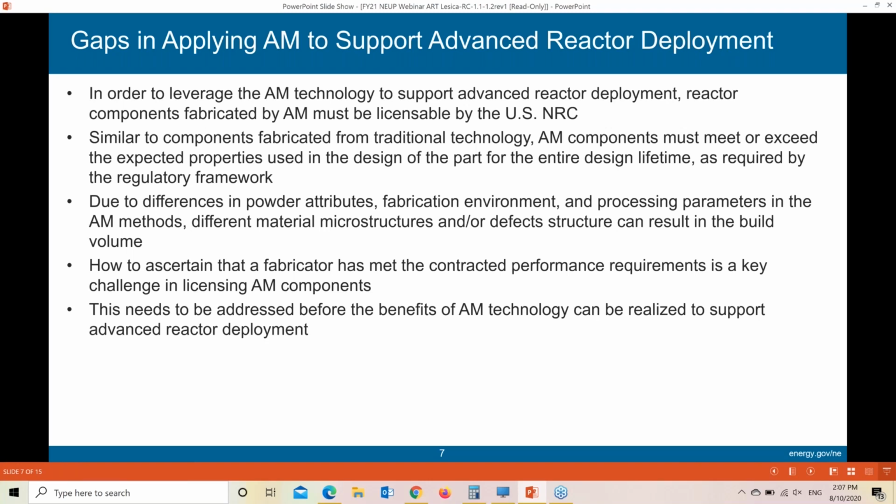Due to the differences in how components can be additively manufactured, whether it be powder attributes, the fabrication environment, or processing parameters, different microstructures and different defect structures develop in the component. So the question is, how do we ascertain that a fabricator has met the contracted performance requirements for these materials? That is what we're trying to address here, and that is what's needed in order to support advanced reactor deployment.